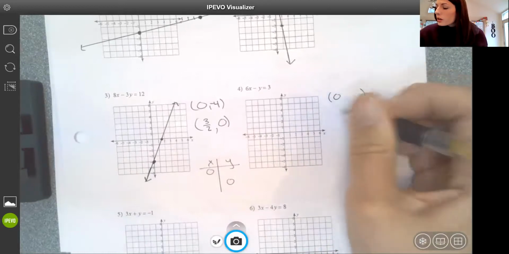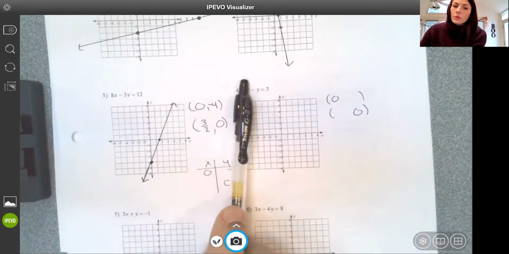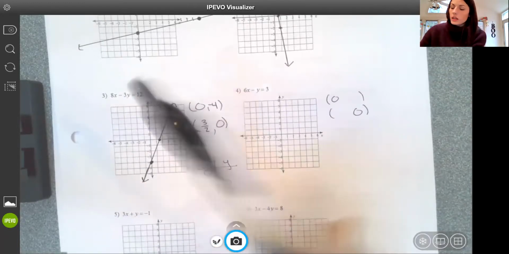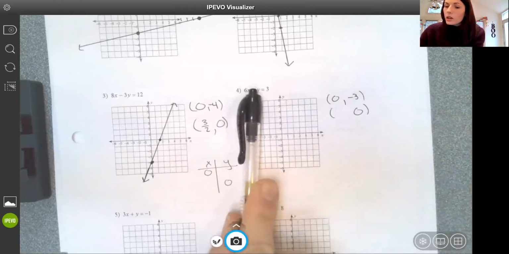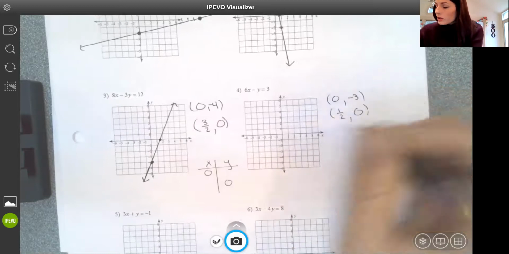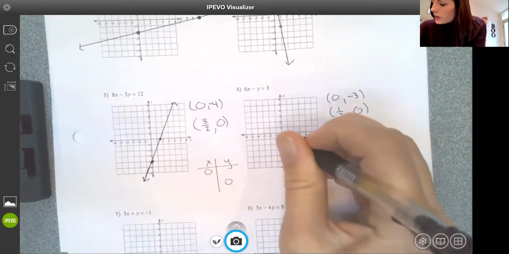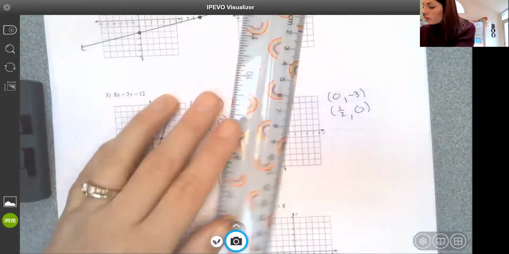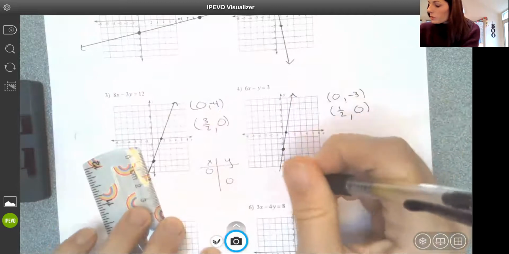On 4, when X is 0, Y would be -3. So there's my first point. When Y is 0, X would be 1/2. So 0, -3, 1/2, 0. Again, that's one with a pretty steep slope. My slope would have been 6.